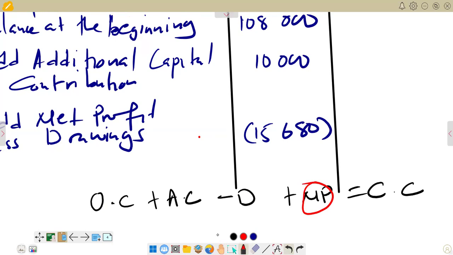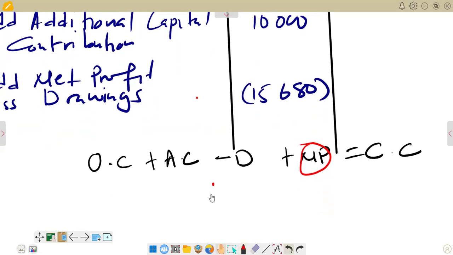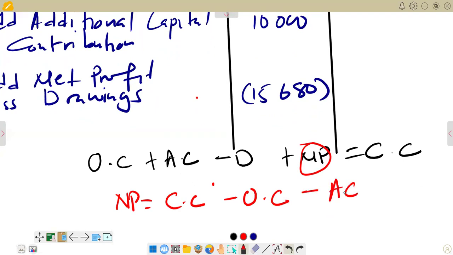So you see that if you make it the subject of the formula, you are going to say our net profit is equal to our closing capital, subtract the opening capital. Remember, when we take it to the other side, it changes sign. Subtract the opening capital, and then you subtract again additional capital, and then you add your drawings. It's simple as that. So this is exactly what we are doing there.